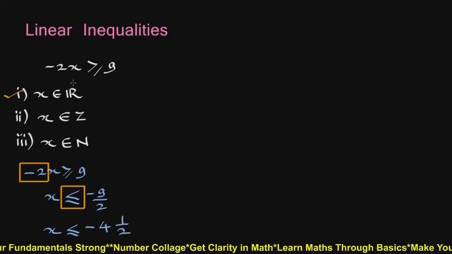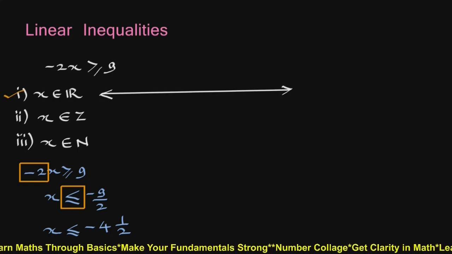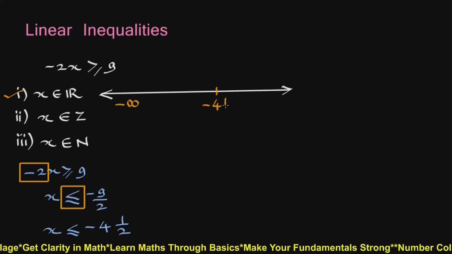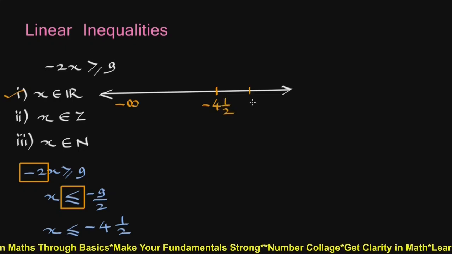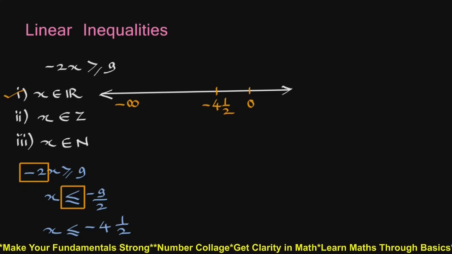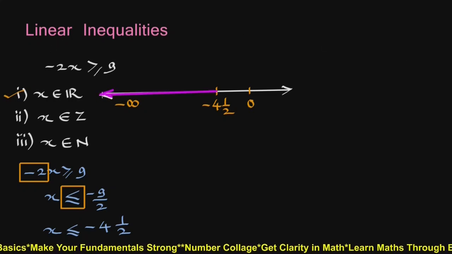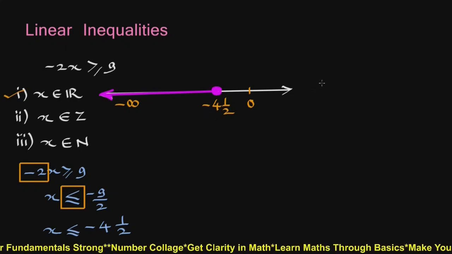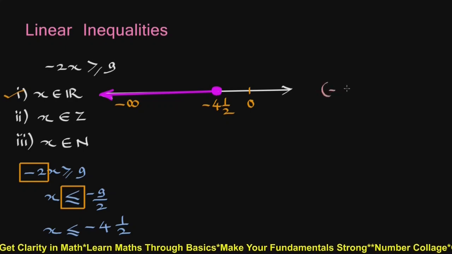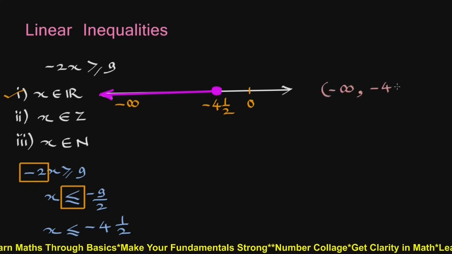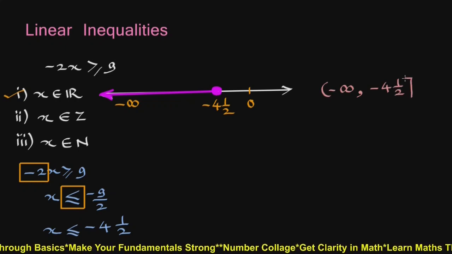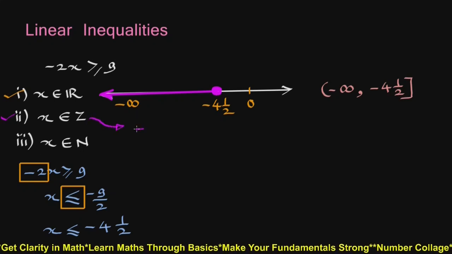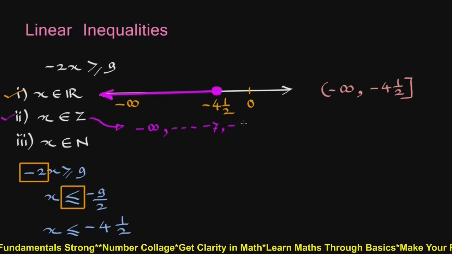Now when x is a real number on a number line, the solution will be from negative infinity up to minus 4 integer 1 upon 2. Supposing here somewhere is 0, the solution can be shown as from minus infinity to minus 4 integer 1 upon 2, and this in the interval notation will be open interval minus infinity to minus 4 integer 1 upon 2 closed interval.